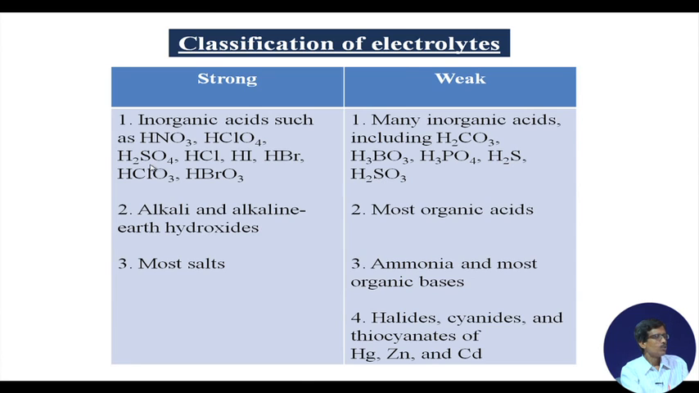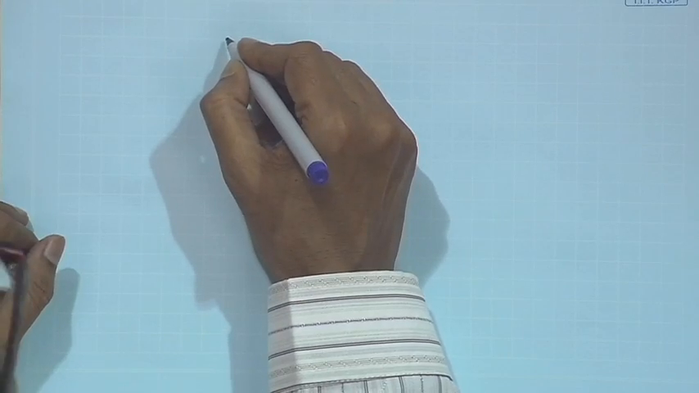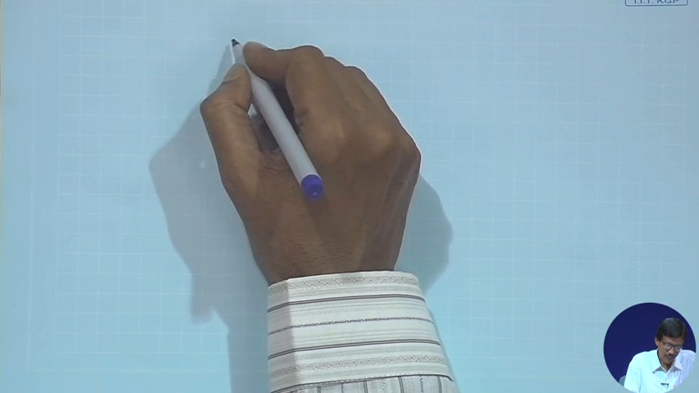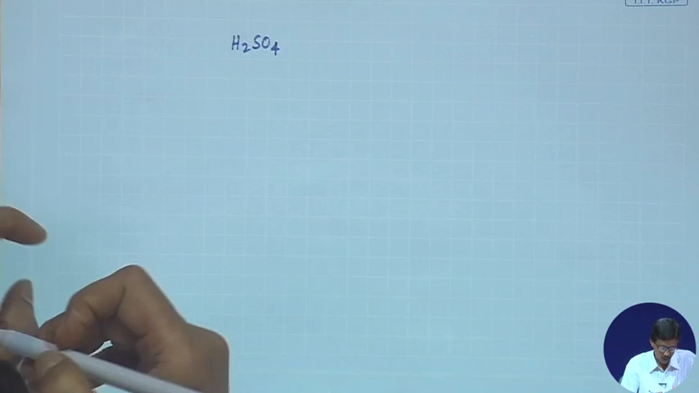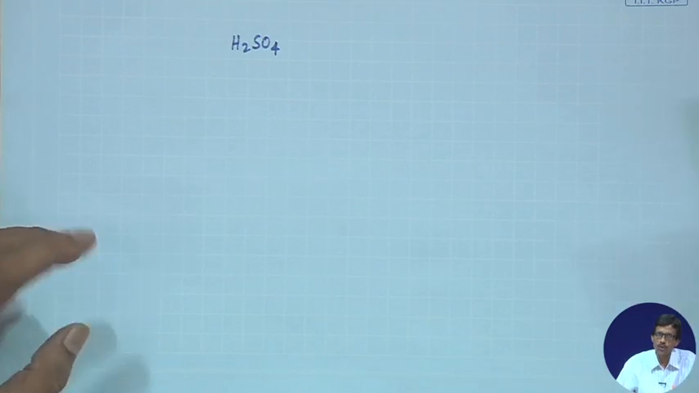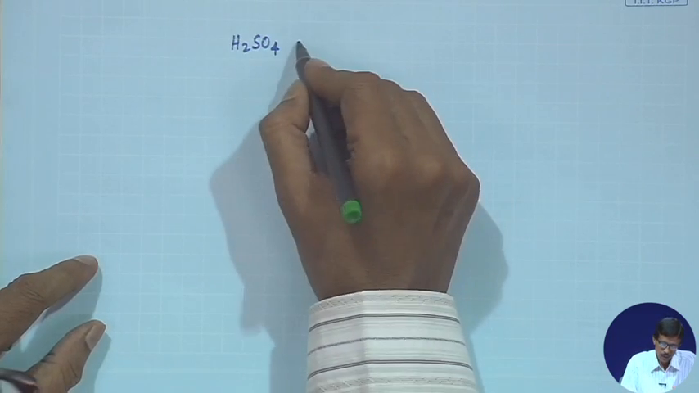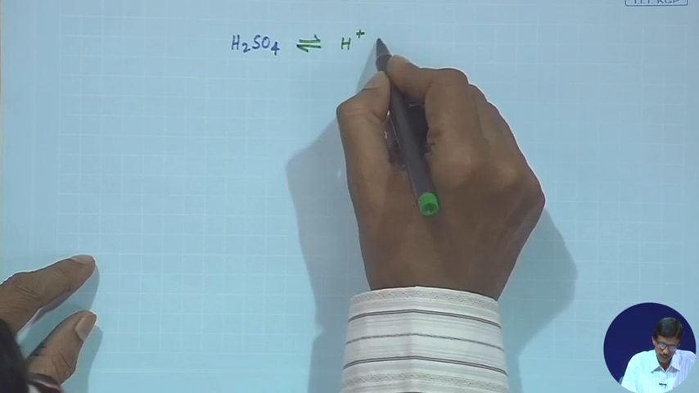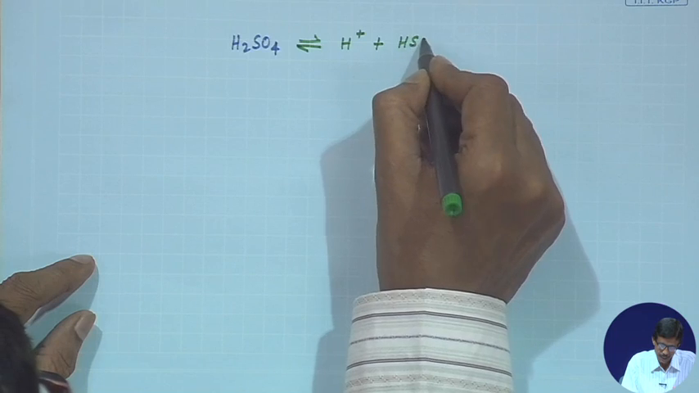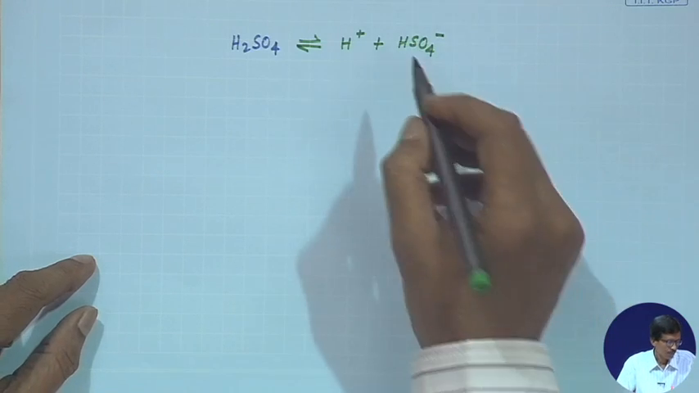So, why are we talking about H2SO4 and H2CO3 differently, and how can we find this in the reactivity pattern? What we find is that if we have H2SO4 and consider it a strong electrolyte, it can definitely go to H+ and HSO4-.